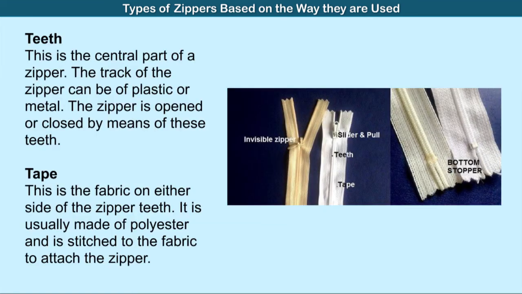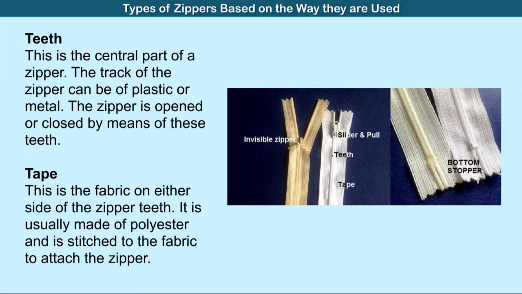So now we are moving to the anatomy of zippers. Zippers have different parts. The first is known as teeth. This is a central part of a zipper, the track of the zipper, which can be of plastic or metal. The zipper is opened or closed by means of these teeth.